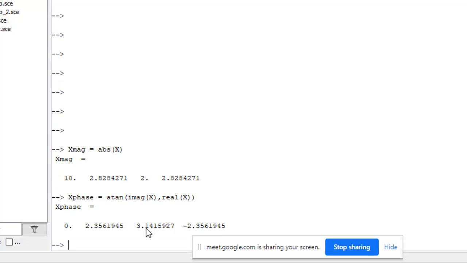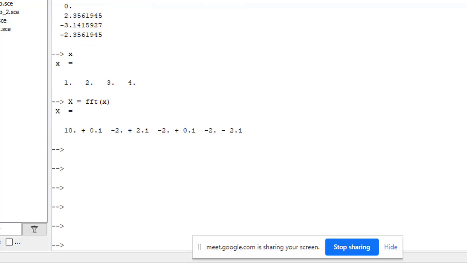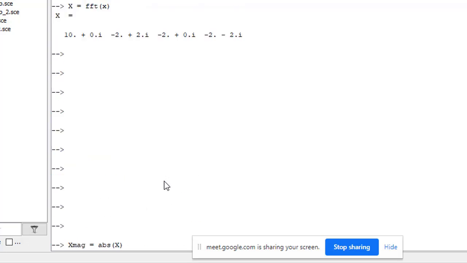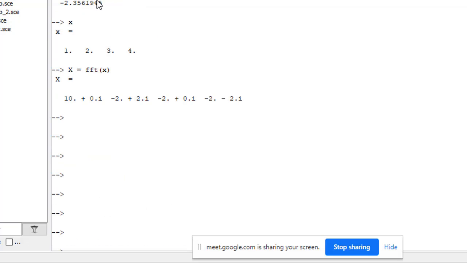Again, there is an ambiguity here. We had, where is it? I got minus pi here, but using the inbuilt function, I'm getting plus pi. So let it be like this. I'm trying to see what is the mistake here. But everything else is correct. Only the 0 I'm getting like this, but these three are matching.